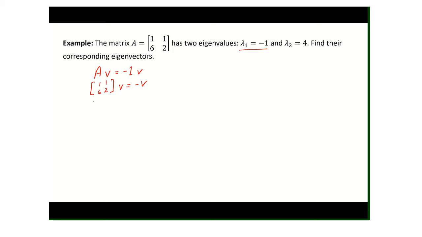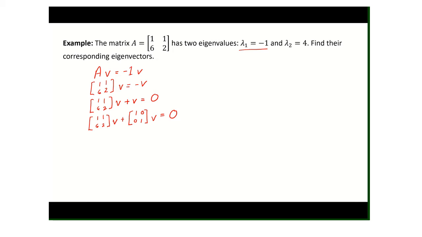Rewrite this a little bit. [1, 6; 1, 2] times v. Bring that to the other side. Plus v equals 0. Rewrite it just a little bit again. [1, 6; 1, 2] times v plus, I'm going to stick the identity matrix in here times v, which we're allowed to do because the identity matrix times a vector is just equal to the vector. So that equals 0.